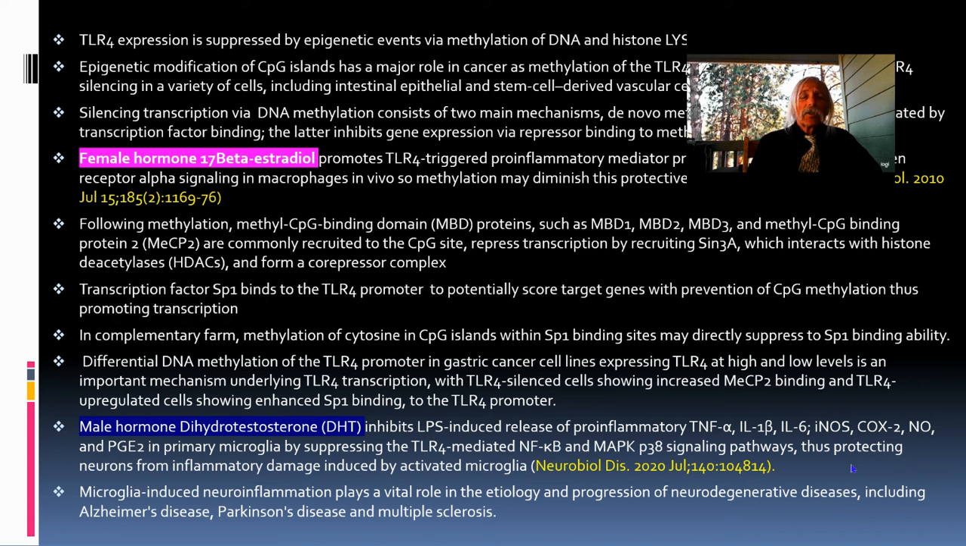And why is that? Because you're going to titrate that reaction with concentrations of receptors, all those intermediary signaling molecules at the level of transcriptional control, and even the hormone itself. Okay. But that's an interesting observation, right? So microglia induced in neuroinflammation plays a vital role in the etiology and the progression of neurodegenerative diseases, including Alzheimer's, Parkinson's, and multiple sclerosis. Okay, so that's why this research was done.